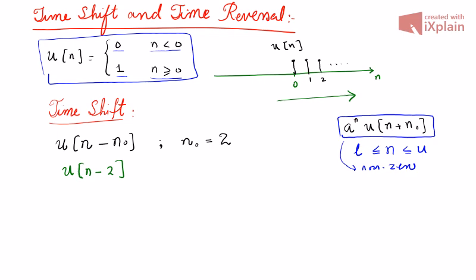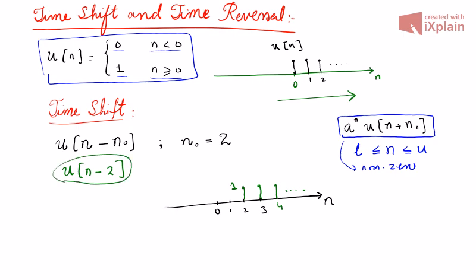If we want to draw u of n minus 2, it would be drawn like this. We have an index n as 0, 1, 2, 3 and so on, and our signal actually starts from 2, 3, and 4 and so on. The same signal dragged towards the right by 2 units can be seen in the diagram, which is u of n minus 2.